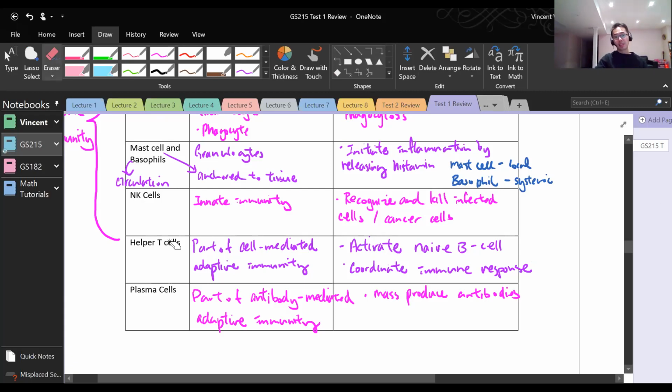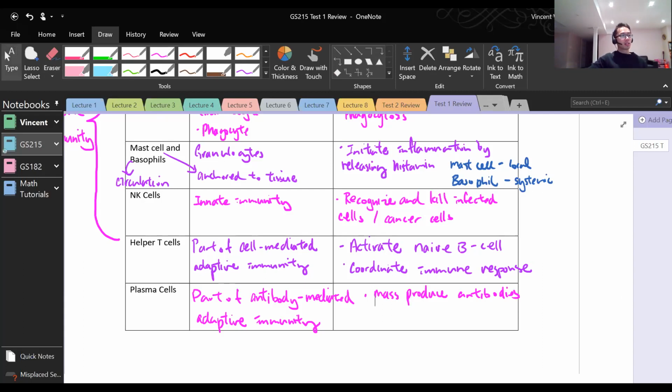Obviously, there are other types of T cells, right? And B cells. There's the memory T cells. There is the cytotoxic T cells. All right. So feel free to add them to the list if you want. But we're gonna stop here.